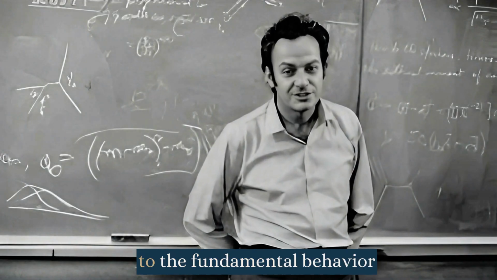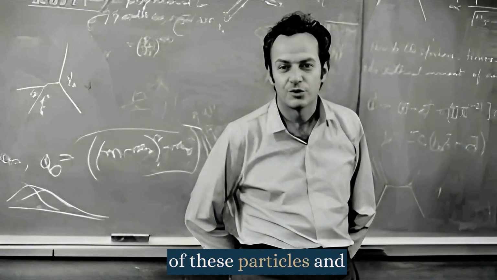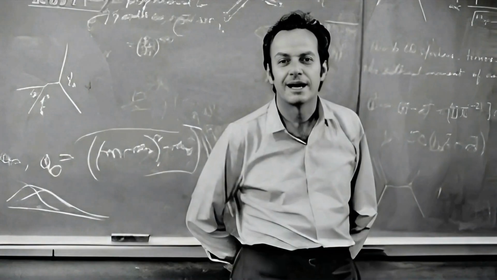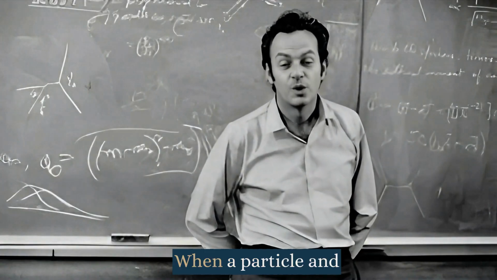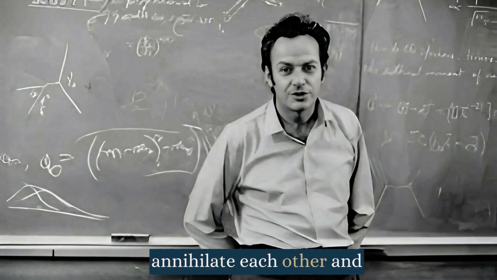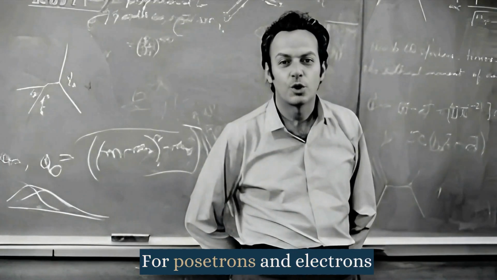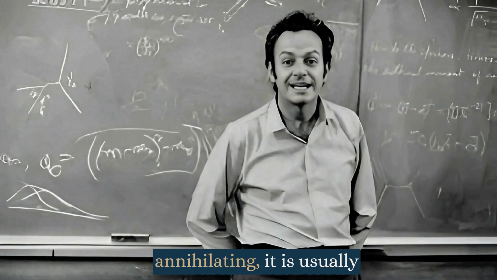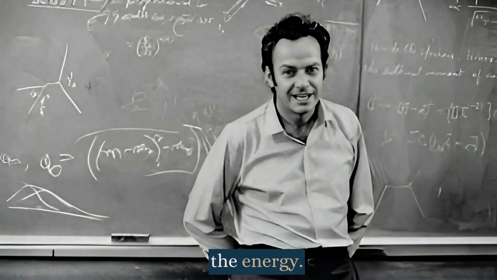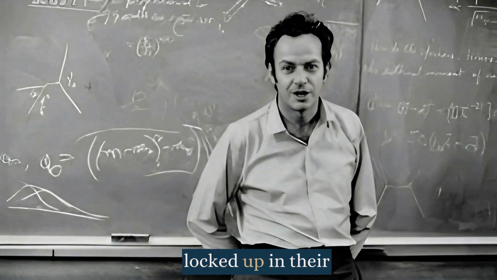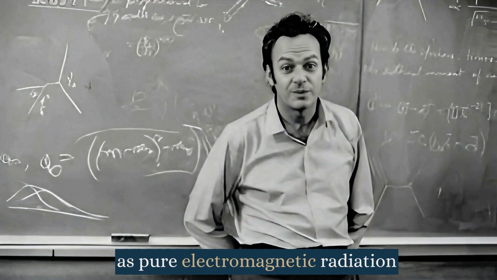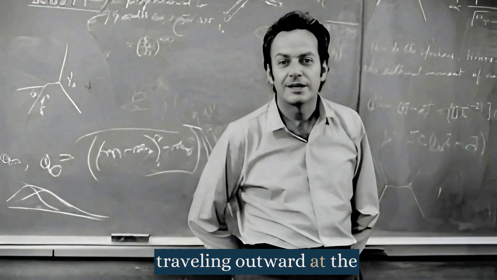This brings us back to the fundamental behavior of these particles and the eternal cycle of creation and destruction at the heart of reality. When a particle and its antiparticle collide, they annihilate each other and form other particles. For positrons and electrons annihilating, it is usually a photon or two, sometimes more depending on the energy. The energy that was locked up in their mass, all of it, every bit, gets released as pure electromagnetic radiation traveling outward at the speed of light.